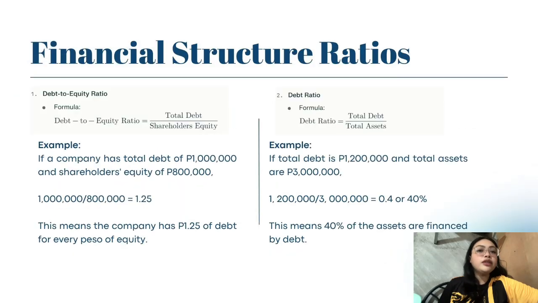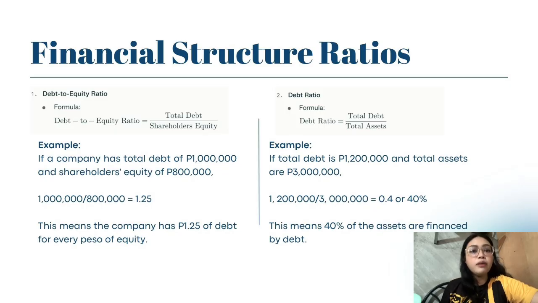So, ang example ng debt to equity ratio is yung total liabilities, i-divide mo siya sa total shareholders' equity. For example, kung ang company meron siyang total liabilities na 1 million and meron siyang shareholders' equity na 800,000, so, bali, i-divide mo sila. Yung 1 million, i-divide mo doon sa 800,000, bale, ang total niya is 1.25. So, this means the company has 1.25 of debt for every peso of equity.